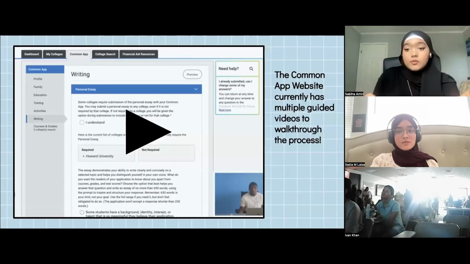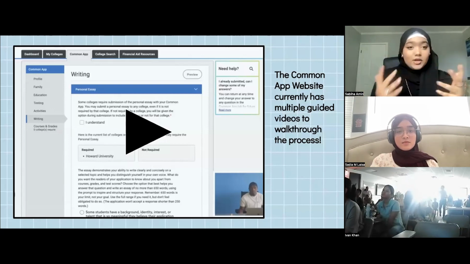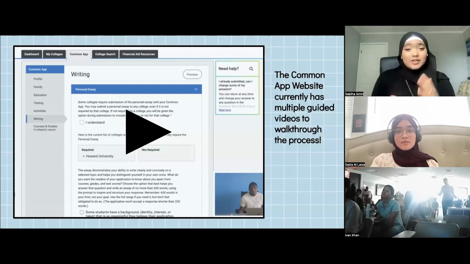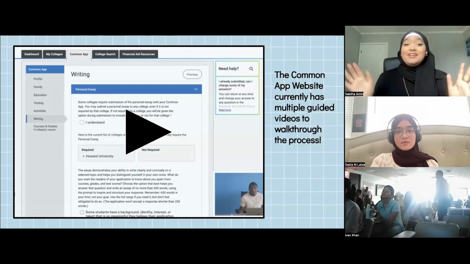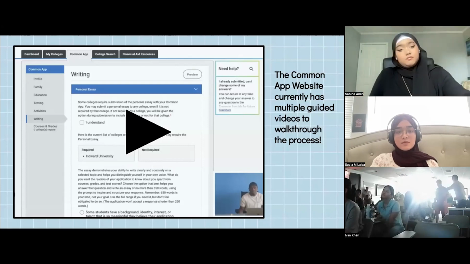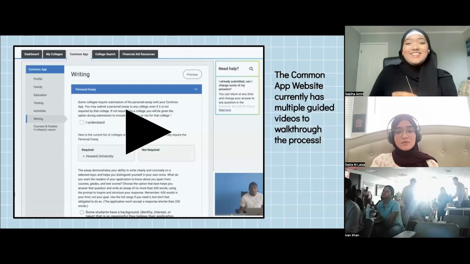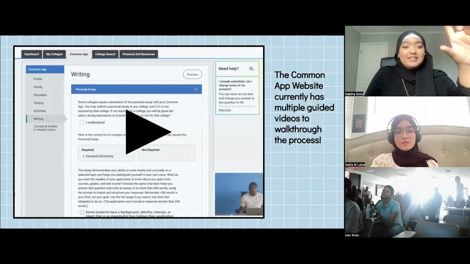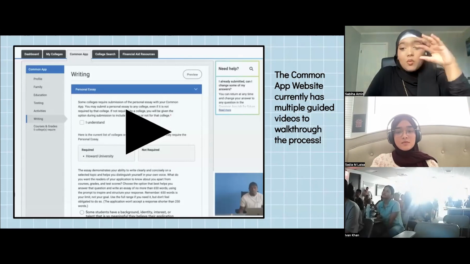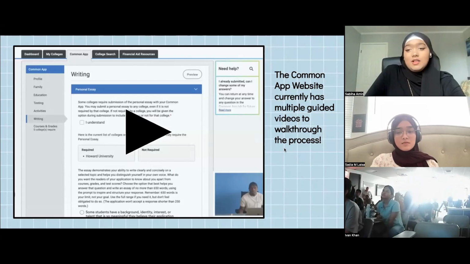The Common App website has guided videos to walk you through that process, and I highly recommend you use them because it could be a lot. As you can see, there are 7 tabs on the side with a list of information you have to input, and it could be complicated. So watch the videos and walk through the process. It genuinely really helps. I used it during my process as well.